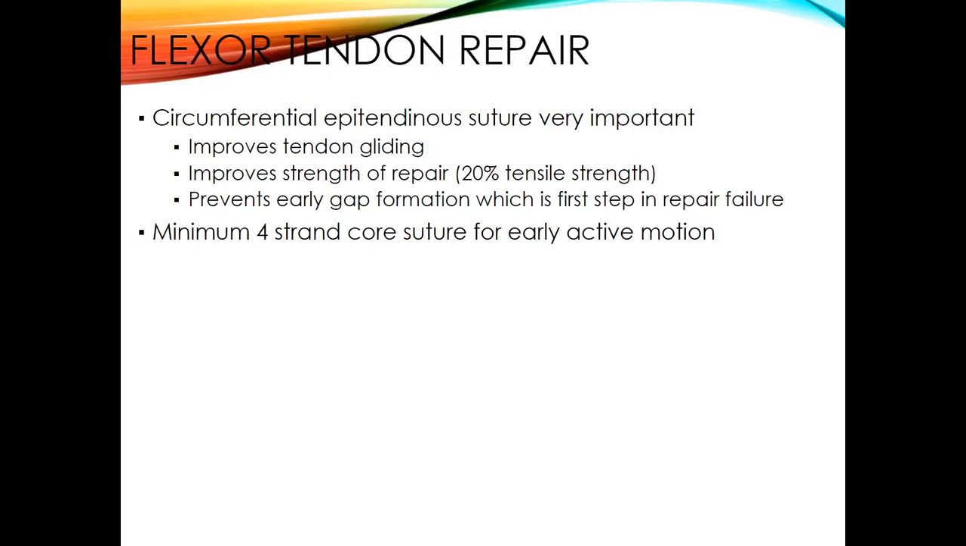Again, that circumferential epitendinous suture is extremely important. And what you saw in that image a few slides back, we had just done the backside. Then we do our core suture repair with the 4-0 SuperMid. And then we continue that epitendinous suture over the front side and repair it back to itself, providing a circumferential suture. And not only does this improve tendon gliding by decreasing the bulk of the repair site, but it also adds about 20% to the tensile strength of your repair and prevents early gap formation, which is really the first step that allows for tendon repair failure.